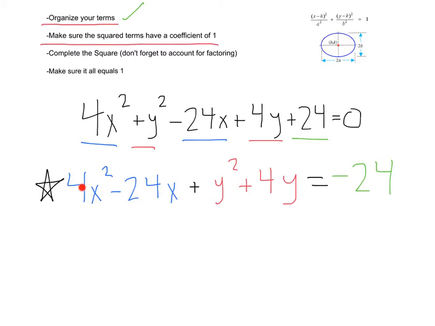So let's find our squared terms. Here we have 4x squared. The coefficient is 4. So to get rid of that, we want to factor that 4 out. Doing that, we're going to get 4 times x squared minus 6x. All we did was factor this 4 out from our x terms.